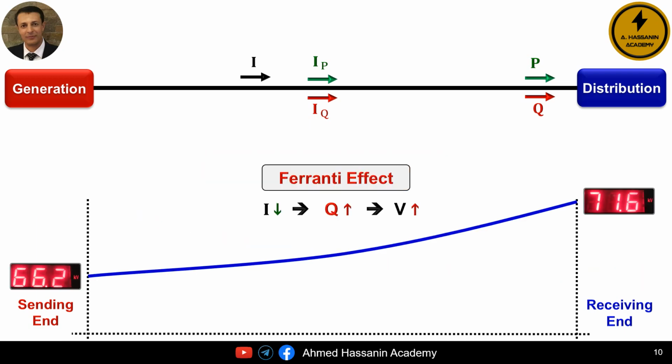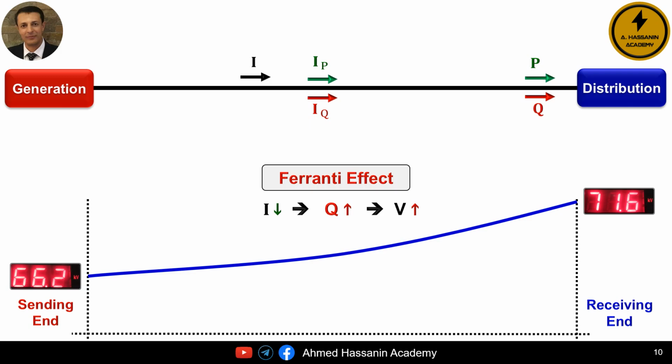The second issue is the opposite of what we previously mentioned, which is the rise in voltage at the end of the line. This typically occurs when the loads decrease, especially on long transmission lines, and this is due to the Ferranti effect, which is the increase in reactive power at the end of the line, leading to a rise in voltage.